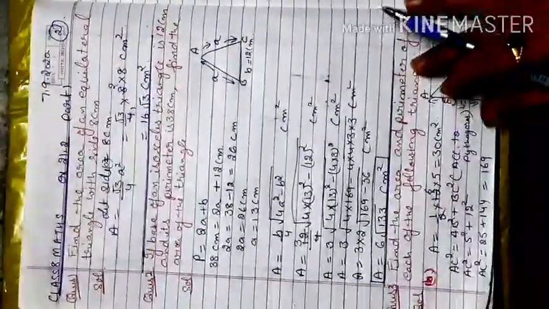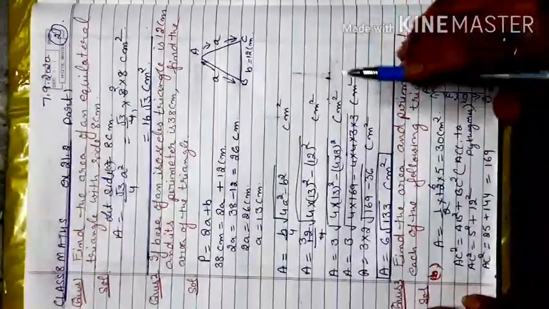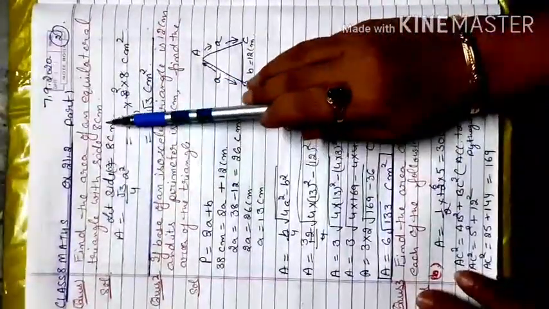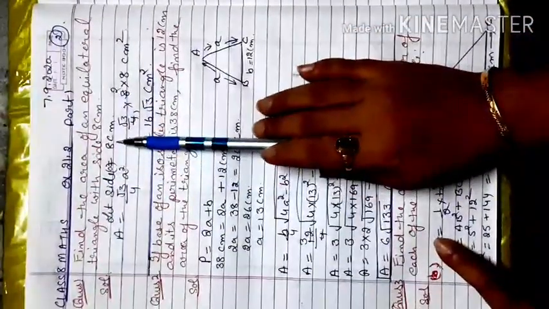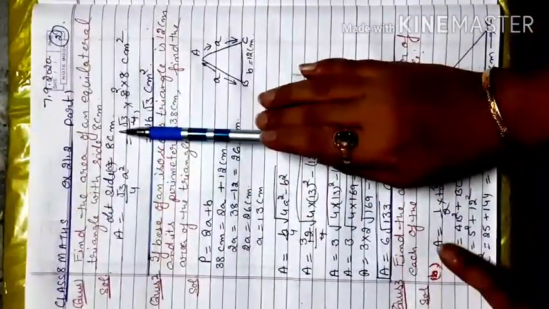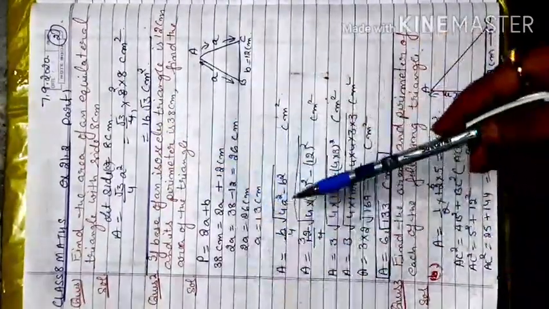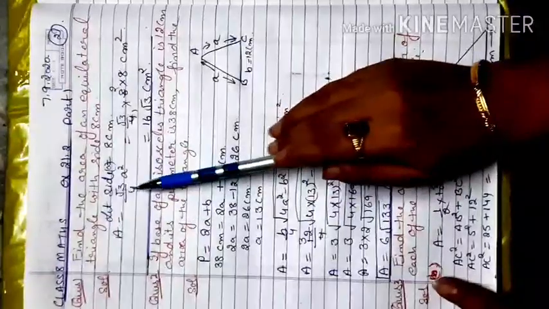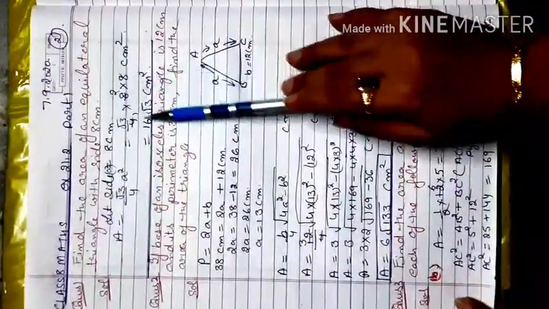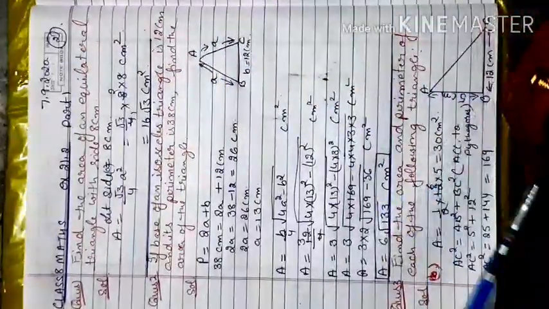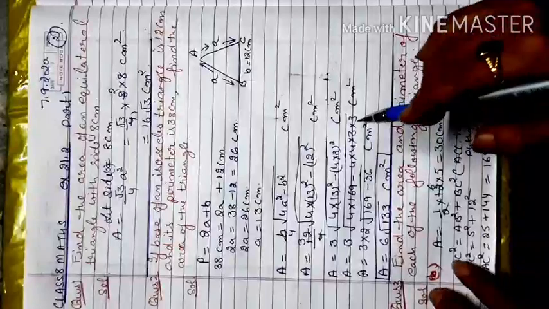Now the first question is, you have to find the area of an equilateral triangle with side 8 centimeter. If the side of the equilateral triangle is given as 8 centimeter, I can directly apply the formula for area. A is equal to root 3 by 4 a square. When you apply a value 8 into 8, by calculating that it gives me 16 root 3 centimeter square, because area is measured in square unit.